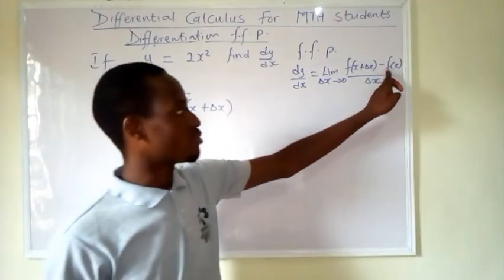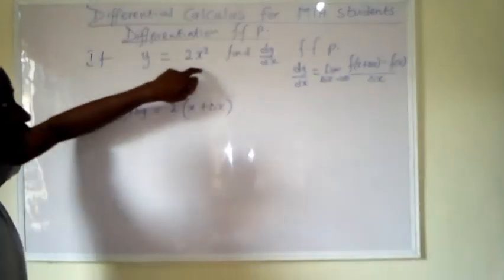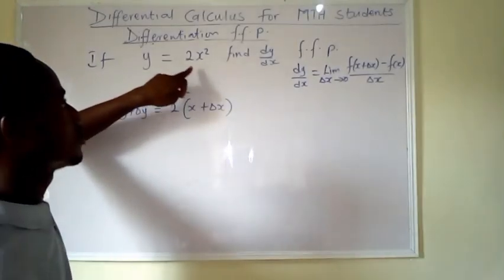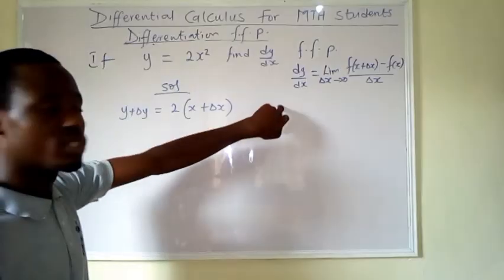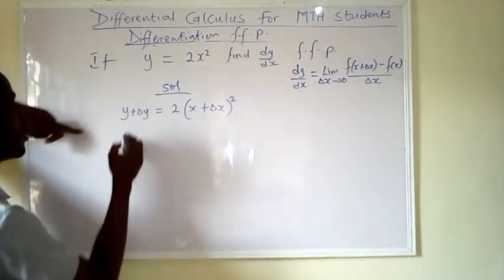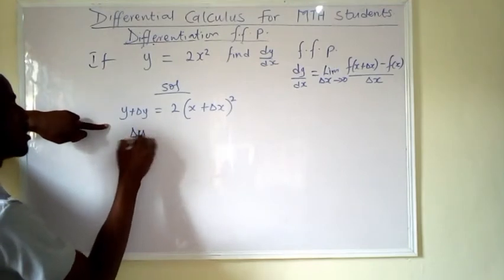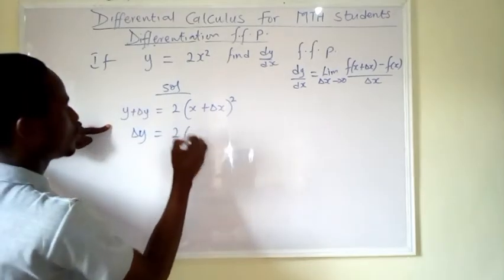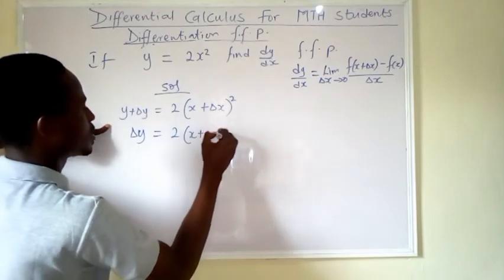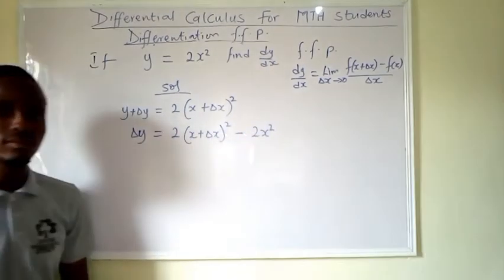So then what next? According to the formula, I have to subtract f(x) from both sides. Don't forget y equals f(x). So I'm subtracting 2x squared from this side, and don't forget we have squared here. I'm going to subtract y from this side, which gives me change in y. And that will give me 2 into x plus change in x, all squared, minus 2x squared.